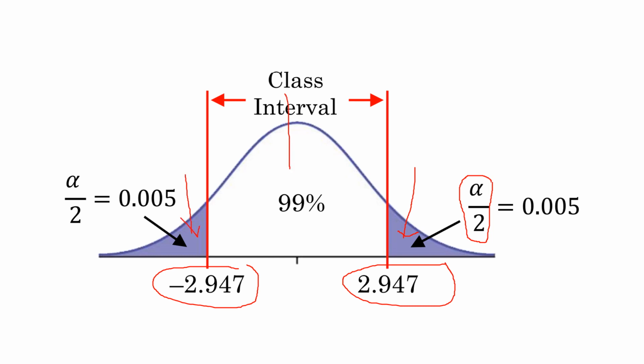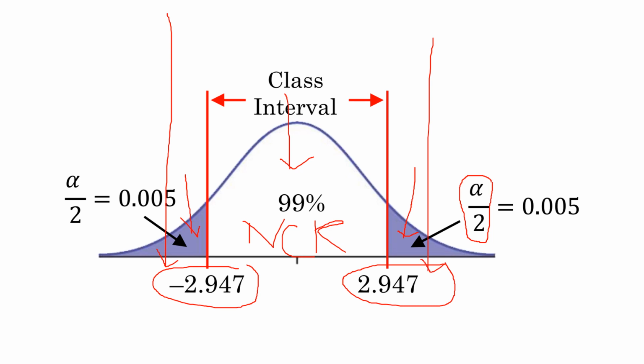The area, or the class interval, between your positive and negative critical values will be your non-critical region, or NCR. Now, if your computed value falls somewhere here in your critical region, you're going to reject your null hypothesis. Same thing with this one. If your computed t-value falls here in your critical region, you're going to reject your null hypothesis.